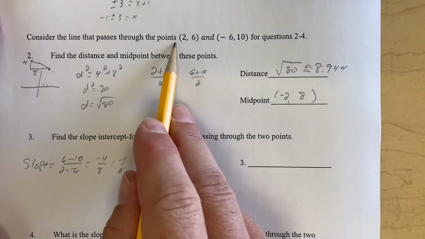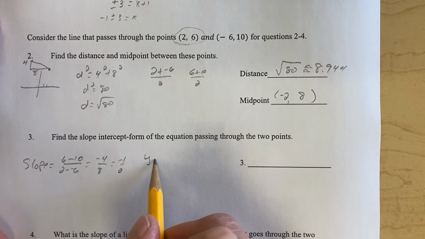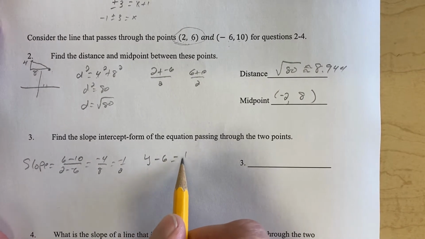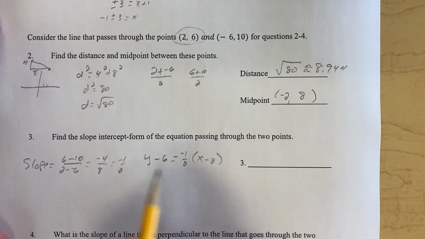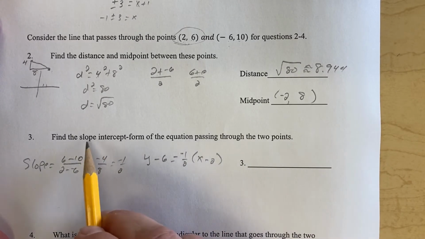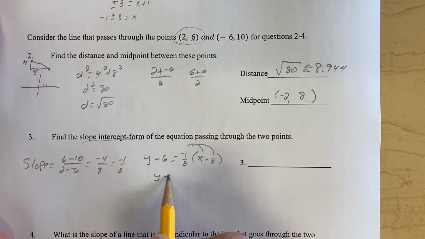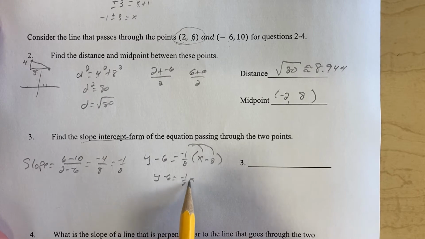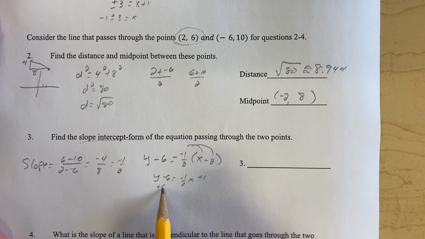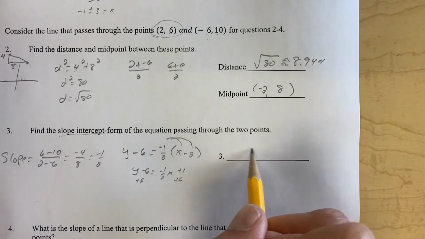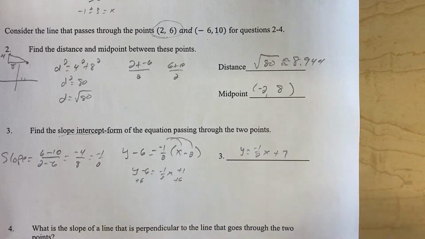And let's pick a point. I'll just pick the one that's all positives there, and we'll get y minus y equals slope times x minus x. Okay, so this is a perfectly good equation. They do want it in slope-intercept form, though, so we do have to distribute. y minus 6 equals negative 1/2 x. Negative 1/2 times negative 2 is a positive 1. And then add the 6. And we end up with our equation, y equals negative 1/2 x plus 7.